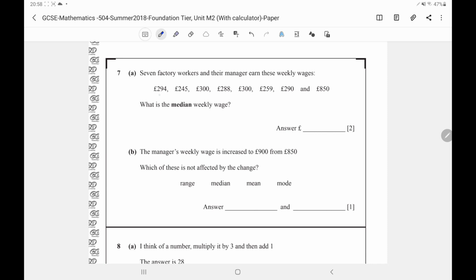So I'll just clear some space here. Let's go through and look for the smallest with just a wee scan. 294, 245, 300. The smallest value here is 245. We'll cross it out. Let's look for the next smallest value. That is 259. We'll cross it out. Then after that, next smallest is 288. Then after 288 is 290. After 290 is 294.